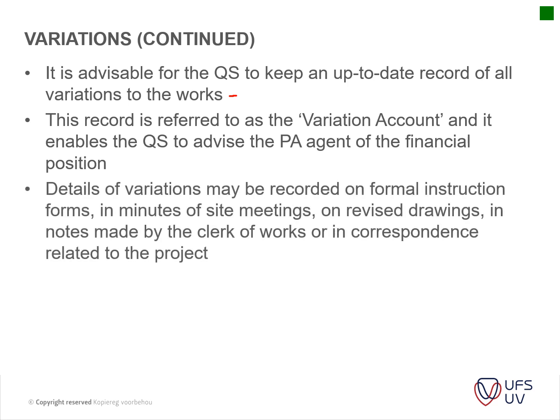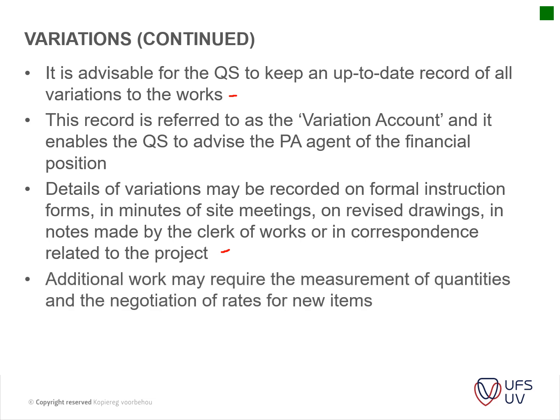The details of variations may be recorded on formal instruction forms, in minutes of the site meetings, on revised drawings, in notes made by the clerk of works, or in correspondence related to the project. So it's usually in writing. Verbal instructions or variations are not seen as accountable or contractual instructions. So all variation orders have to be on paper.